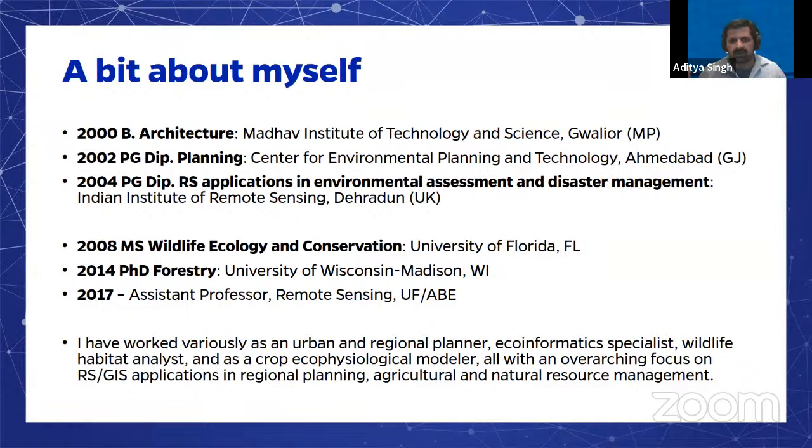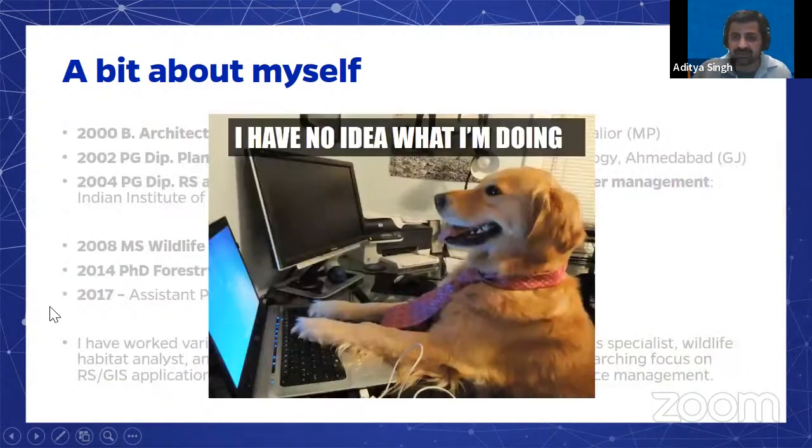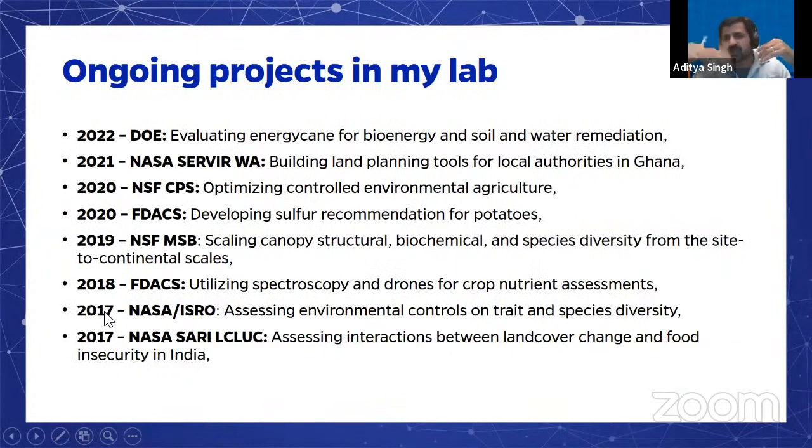Now, I've worked variously as an urban region planner. I've looked at forest and wildlife issues, habitat suitability assessments. I also look at biodiversity patterns across the Western Ghats. Largely what I do is use remote sensing and GIS applications to understand how ecosystems function. But if you look at these degrees, you wouldn't be wrong if you said I have no idea what I'm doing. But the kind of projects that end up in my own lab, we have a big diversity of projects that sort of speak to the kind of background that I have.